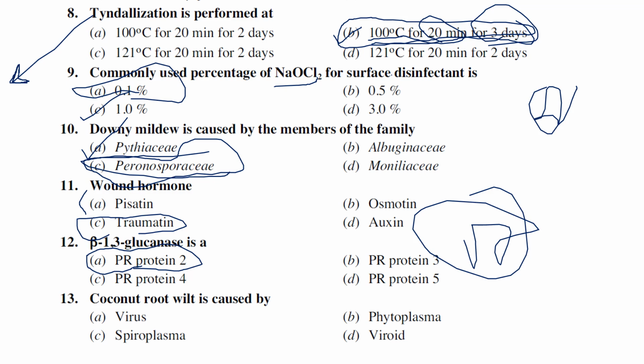Coconut root wilt is caused by virus, phytoplasma, spiroplasma, or viroid. Generally, this coconut root wilt is caused by a phytoplasmal organism, right?